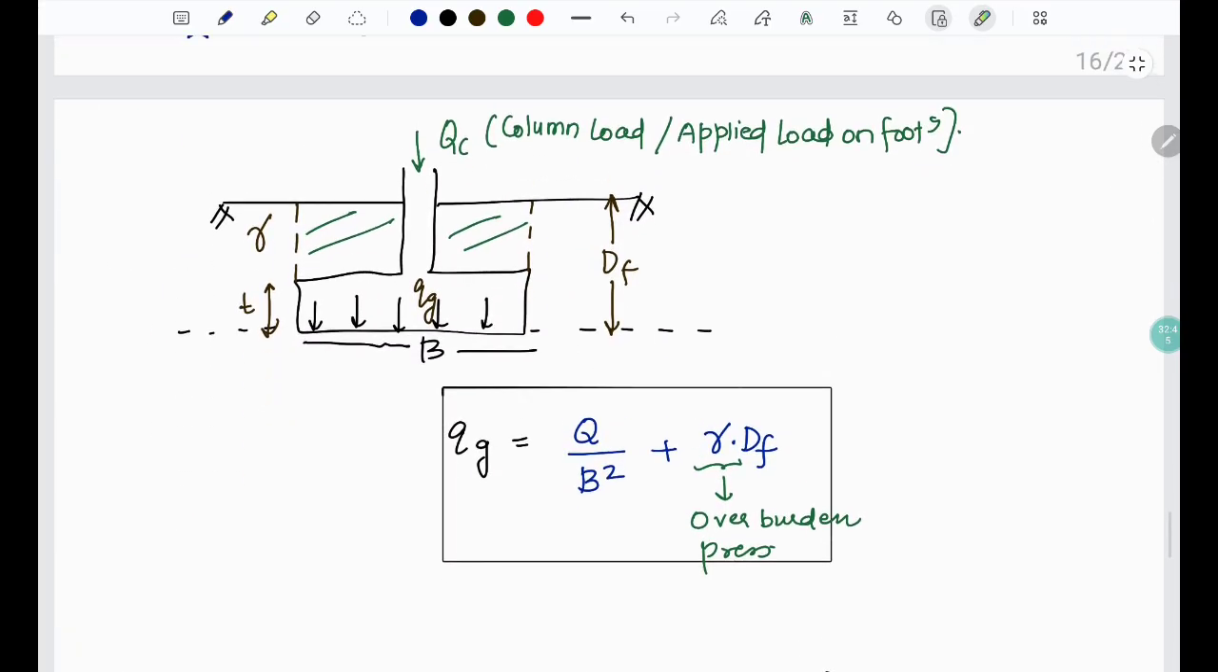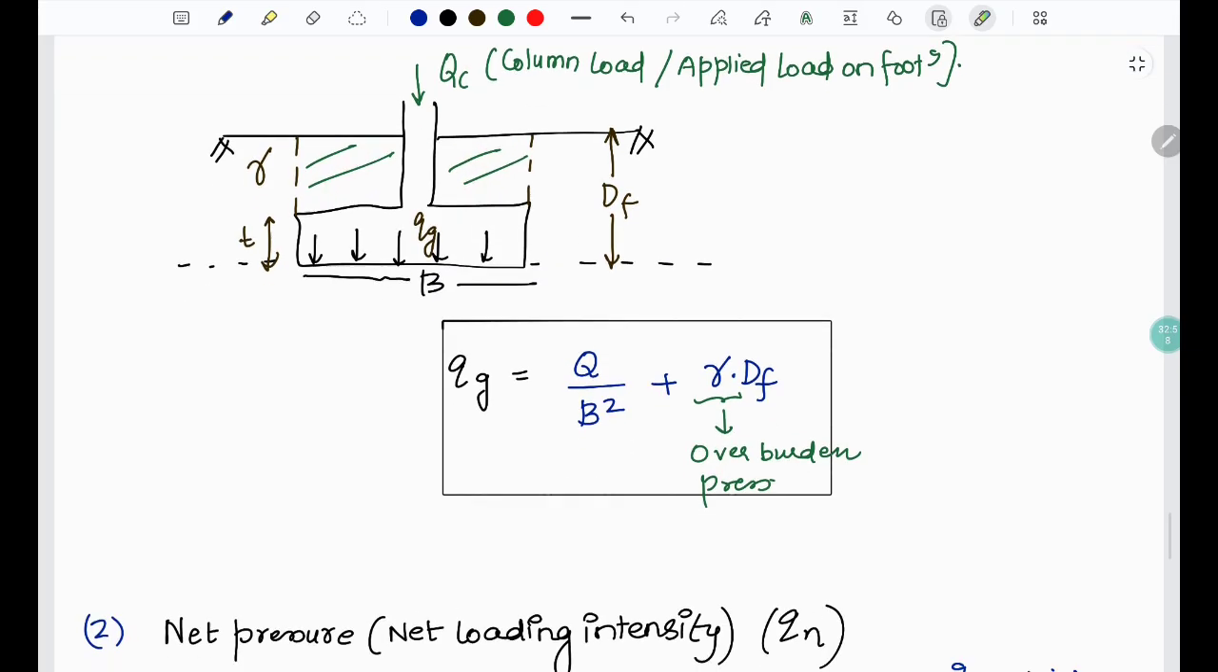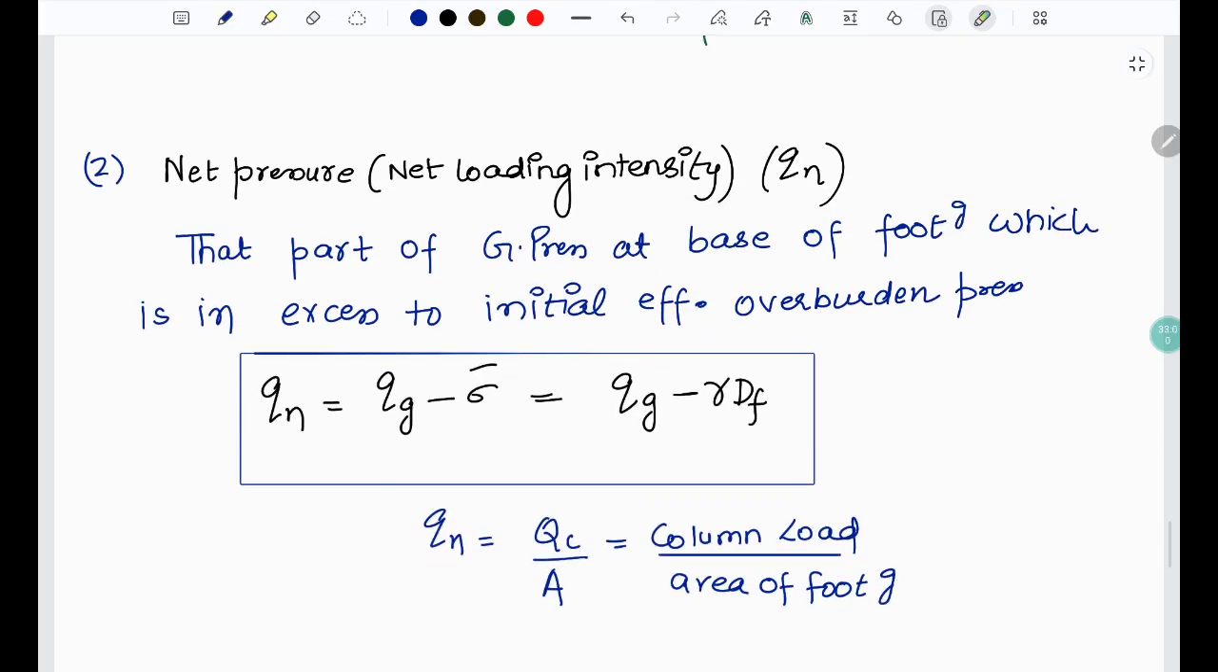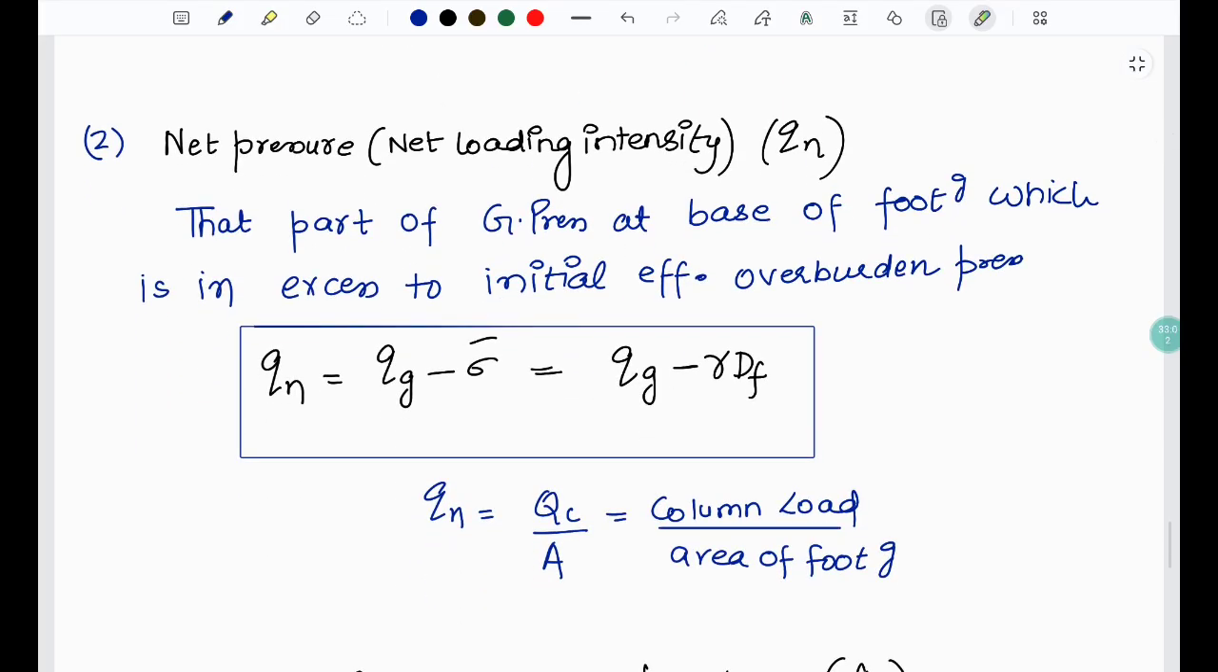So as you can see, this is your gross pressure. It is the load that is coming from the superstructure. This will be the stress and the overburden pressure by the soil above it. Then net pressure intensity is the part of the gross pressure at the base of the footing which is in excess to the initial effective overburden pressure.